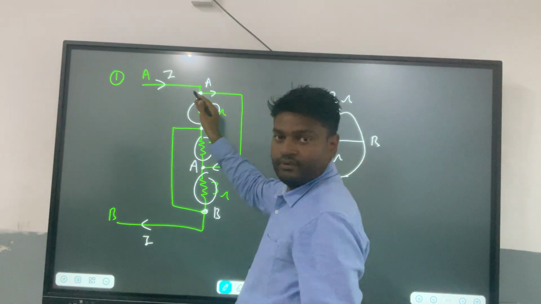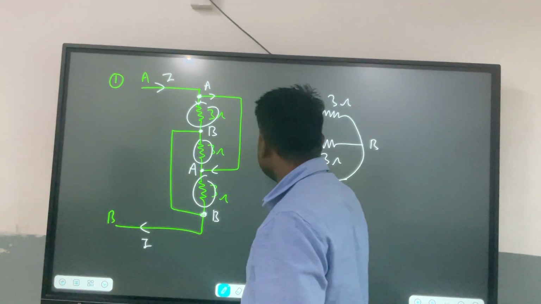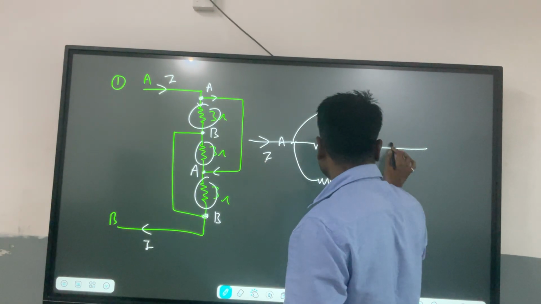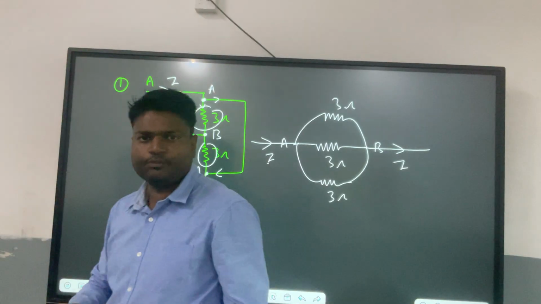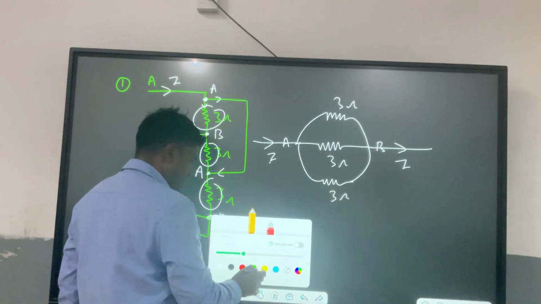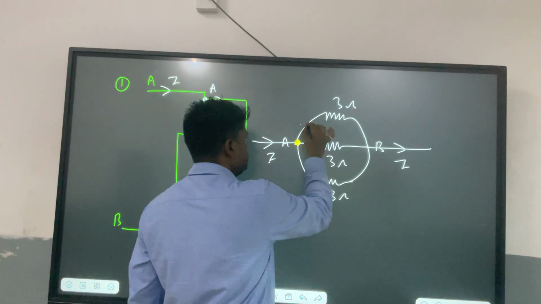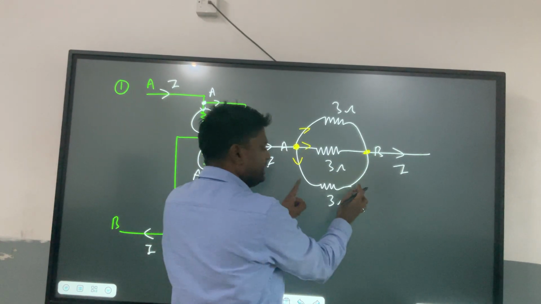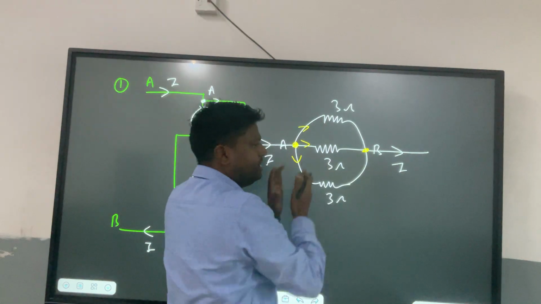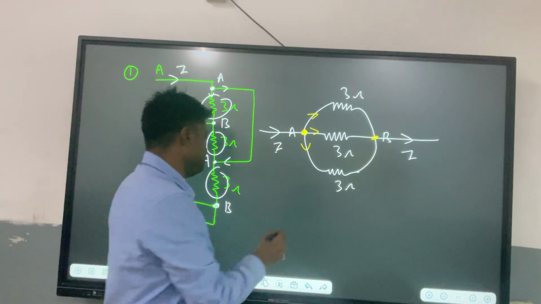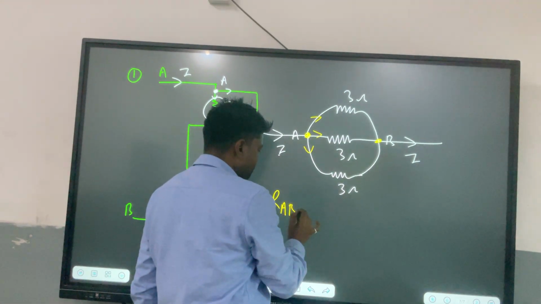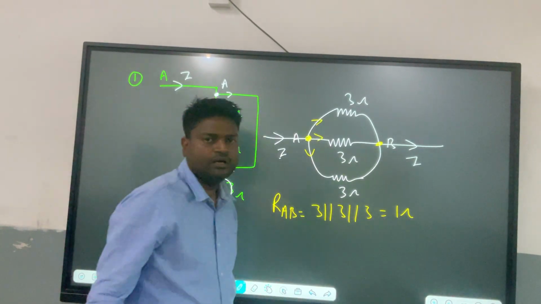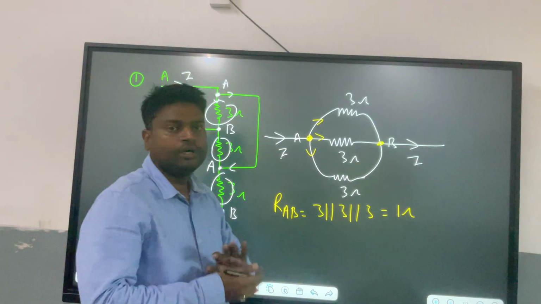Now, if I draw the target terminal branch outside, then I can directly see that whatever current is entering, the same current goes out. Now I can easily see the current is divided into 3 parts and merging like this. So the potential difference across this 3 and this 3 remains the same, right? So you can see these 3 are in parallel. So the answer should be 3 parallel 3 parallel 3. That is the equivalent resistance.